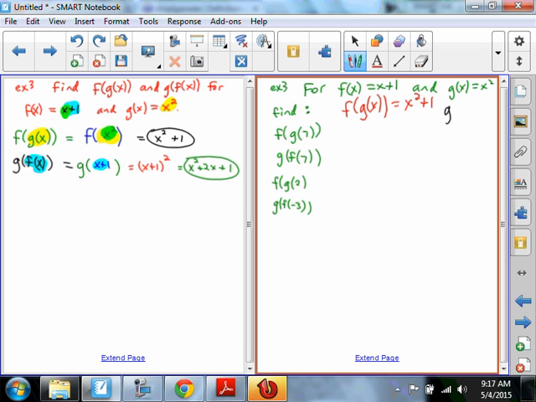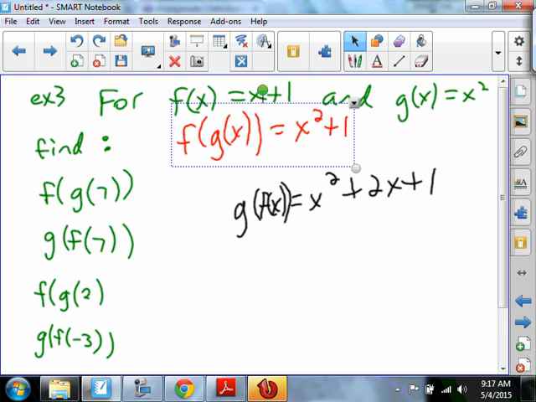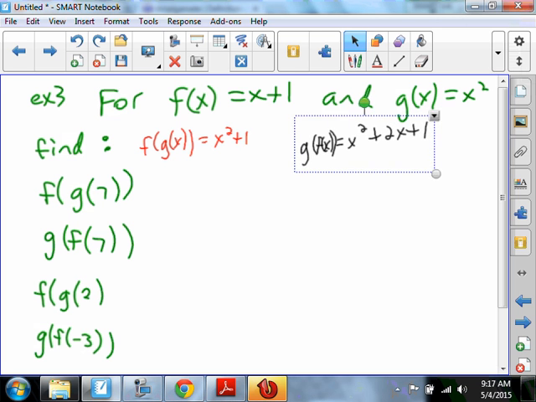And g of f of x was x squared plus 2x plus 1. Okay, I kind of stole those from the last problem, so let me shrink those down for a minute. My writing is really bad today, I apologize for that. So Mr. Englehart said 50, so he's right. If we were to evaluate that with that function, it would be 7 squared plus 1, or 49 plus 1, or 50.